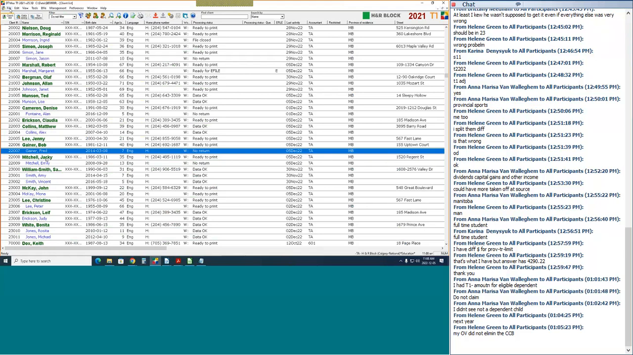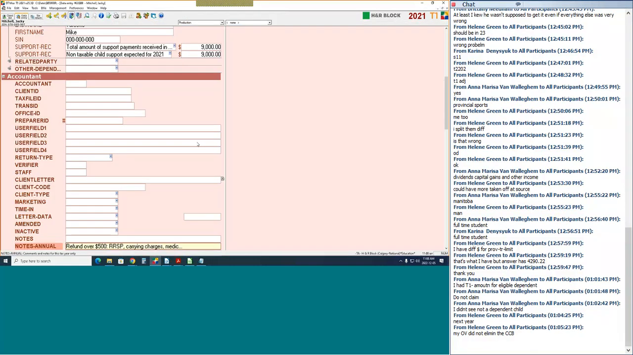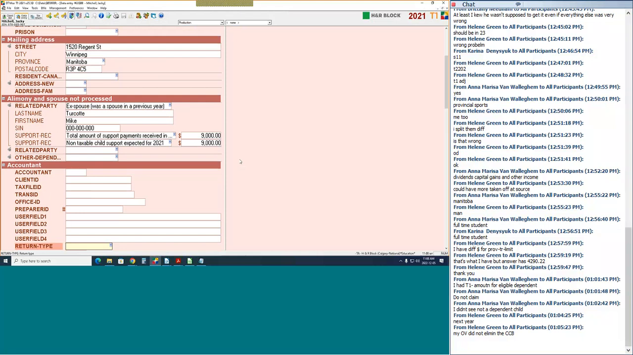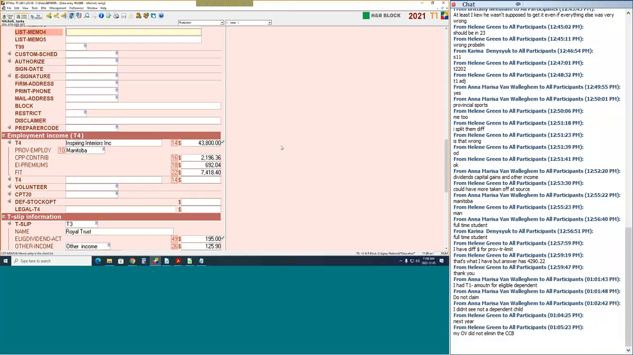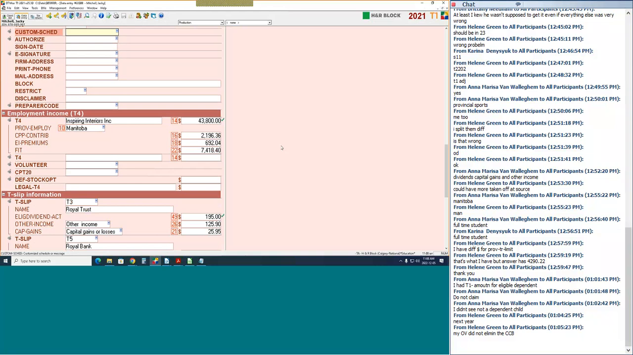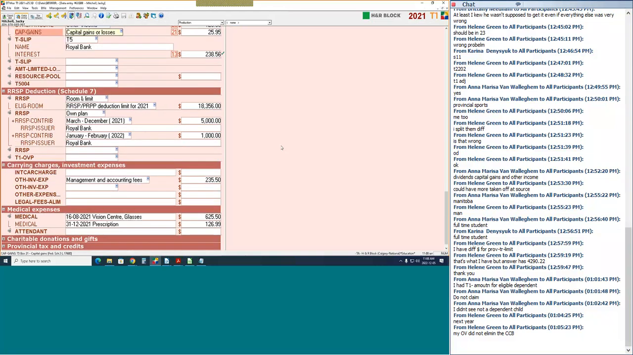So I'm going to go into Jackie here. Make sure you've entered the support. Ask your clients if they are receiving support, because it is a necessary reporting number. It's not going to affect your tax return, but it's an incorrect return if you don't include it.